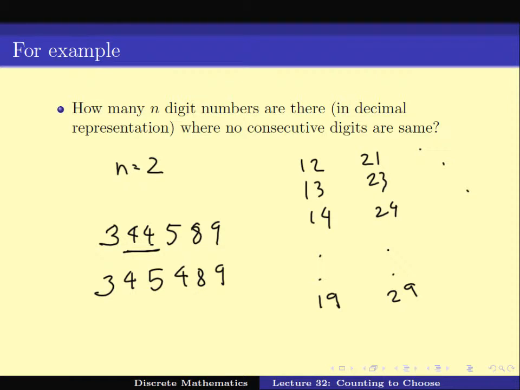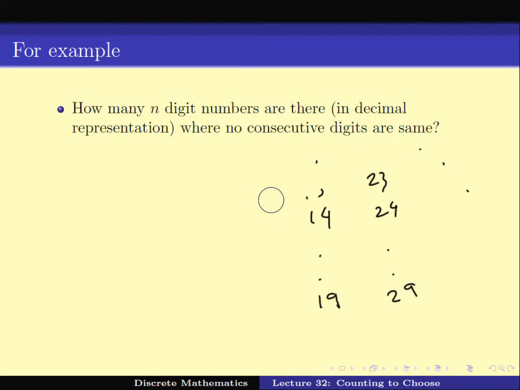This is an integer with 6 digits where no two consecutive digits are the same, because 3 is followed by 4, 4 is followed by 5, 5 is followed by 4, 4 is followed by 8, 8 is followed by 9. So there are no two digits next to each other that are the same. So this is a problem. We will be getting back to this set of problems after we do some theory on this subject of combinatorics. But let me first explain all the various problems that we have.